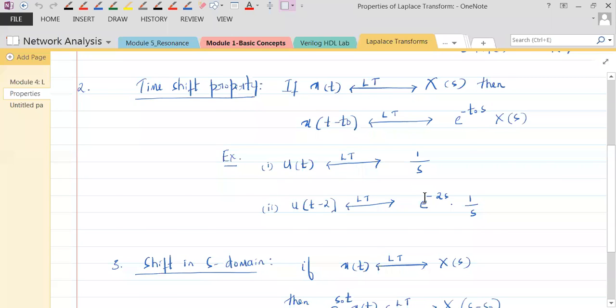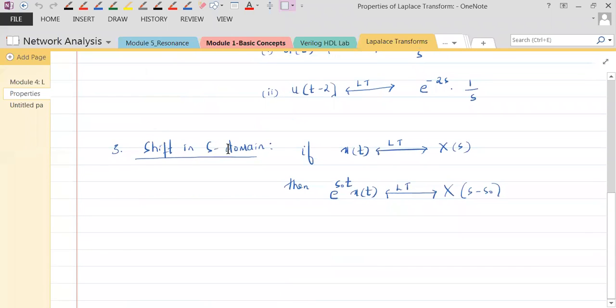Is everybody okay with that? Similarly, after time shift, there is a shift in s domain. This is another property: what if there is a shift in s domain? What would you be doing in the time domain is what they're asking. If there is a shift in time domain, you will have an exponential in s domain. If there is a shift in s domain, you will have an exponential in time domain. This is it.